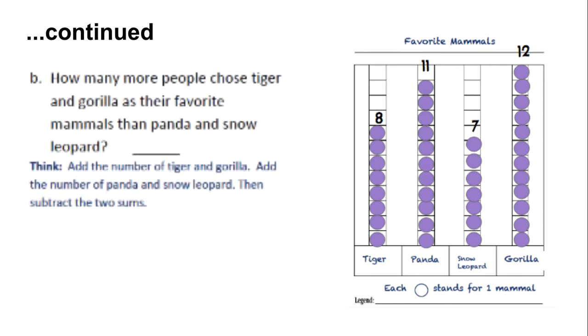Question B. How many more people chose tiger and gorilla as their favorite mammals than panda and snow leopard? That's kind of tricky wording, so let's dig in a little bit deeper. We need to combine the number of tiger and gorilla and compare it to the number of people who chose panda and snow leopard. So two separate addition equations. So let's start by breaking it down.